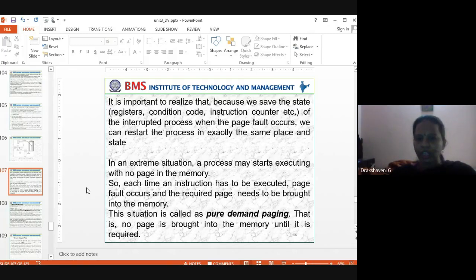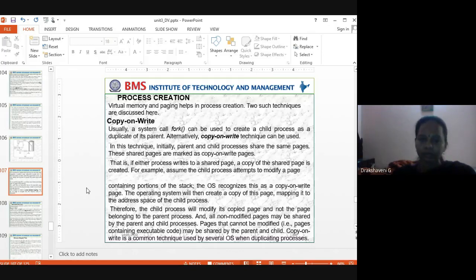In an extreme situation, a process may start executing with no pages in memory. At such a time, when an instruction is to be executed, a page fault occurs and the required page needs to be brought into memory. This situation is called pure demand paging. That is, no page is brought into memory until it is required. Suppose I ask for a page and I don't need it, then it is a waste. Whenever I really require it, then I bring it. That is what is called pure demand paging.